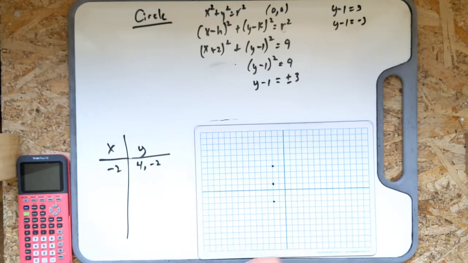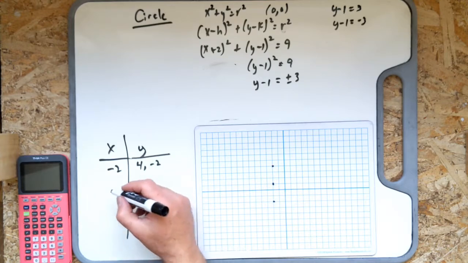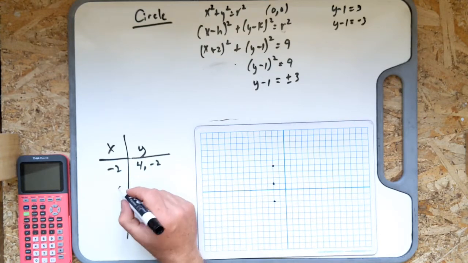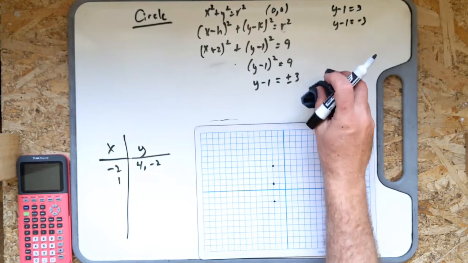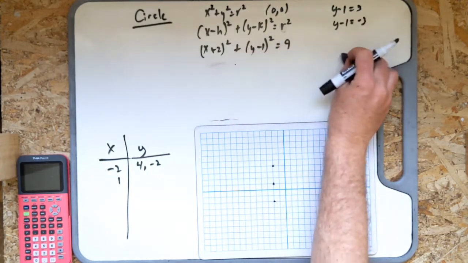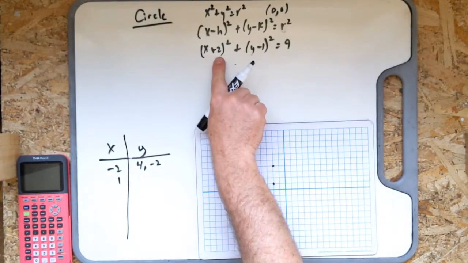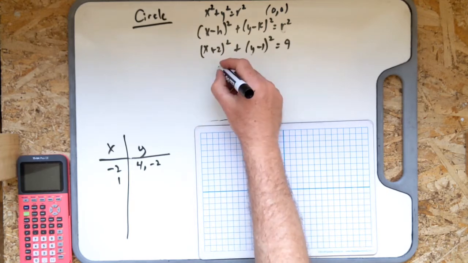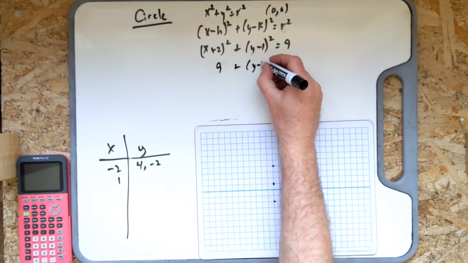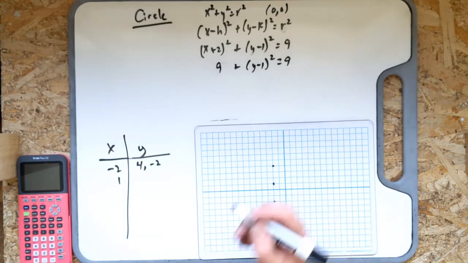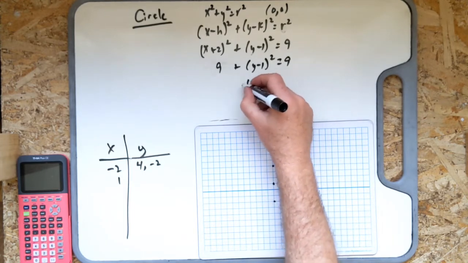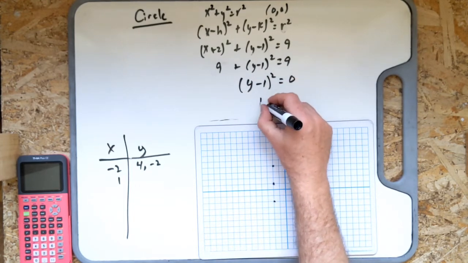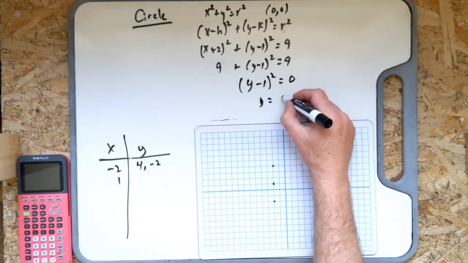Okay, now let's do another point. Again, I'm going to pick easy to do calculations. I'm going to pick an x of 1. So I'm going to erase this again. If I put 1 in here, I get 1 plus 2, or 3 squared, or 9, plus y minus 1 squared equals 9. Subtract 9 from both sides. I get y minus 1 squared equals 0. Take the radical of that, square root of that, you get y is 1.